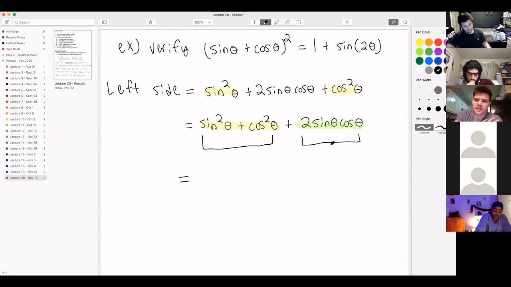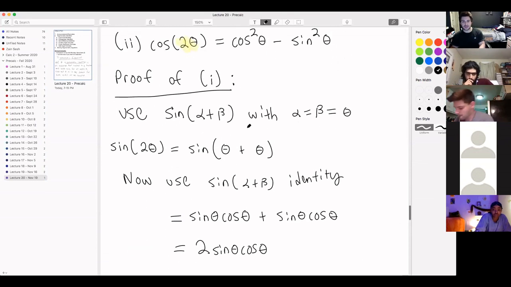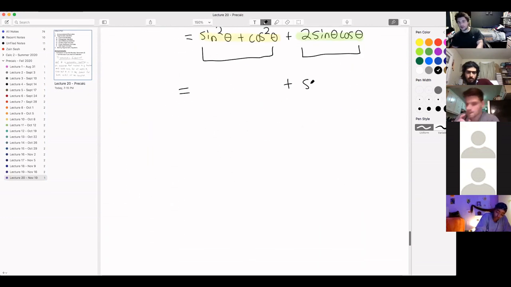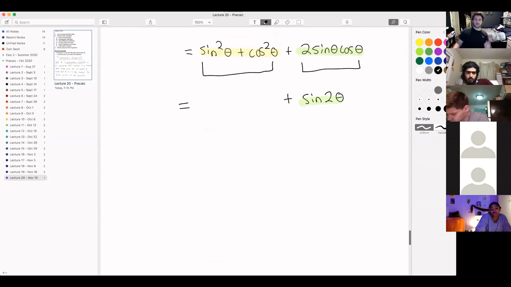The right side of that, the green highlighting, wouldn't that be sine of 2 theta? Yes, exactly. This 2 sine theta cos theta is literally the right side of the double angle formula. Yes, it's sine of 2 theta. Very good. Okay, excellent. And what do we know about sine squared plus cosine squared?